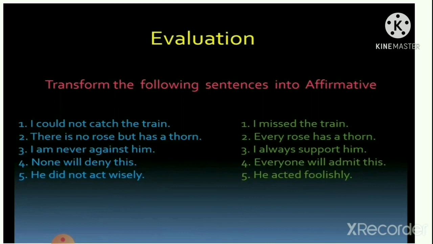I could not catch the train. Negative will be, this is negative, and affirmative will be, I missed the train. There is no rose but has a thorn. This is negative sentence, and affirmative will be, every rose has a thorn.